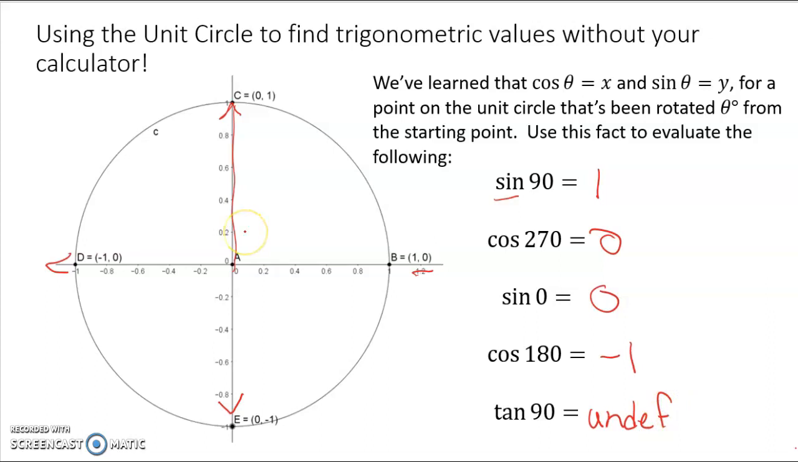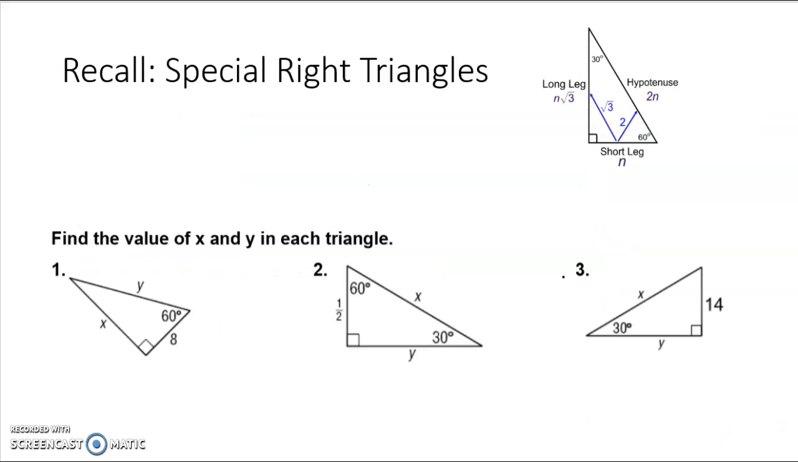We could also find that by saying y over x. And when we take y divided by x, we get 1 divided by 0. Oh, we know that's an undefined number. But where do those other numbers come from? They come from our special right triangles. So let's start with a look at some 30, 60, 90 triangles.